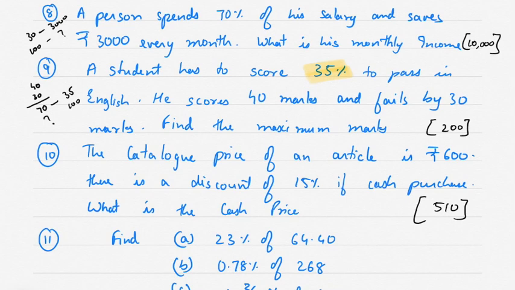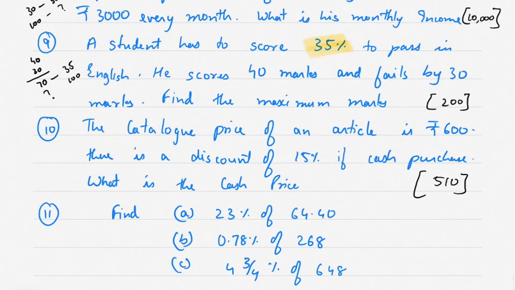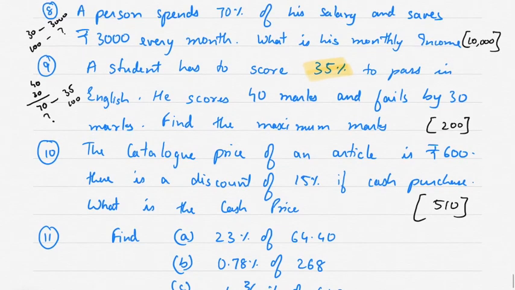Got it? Next. So in this case also cross multiply. Question number 9. 100 into 70 divided by 35. You will get 200.